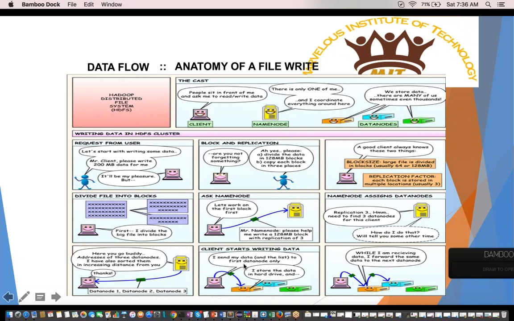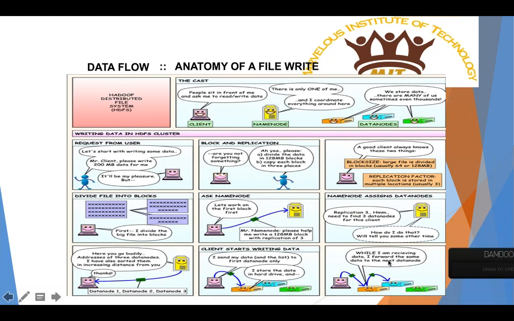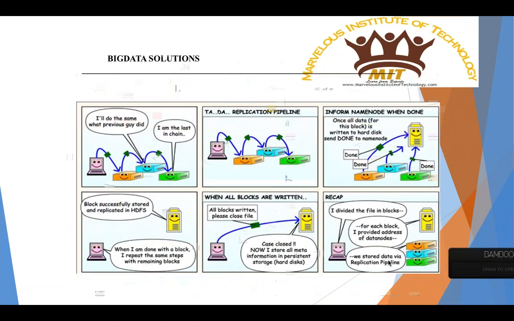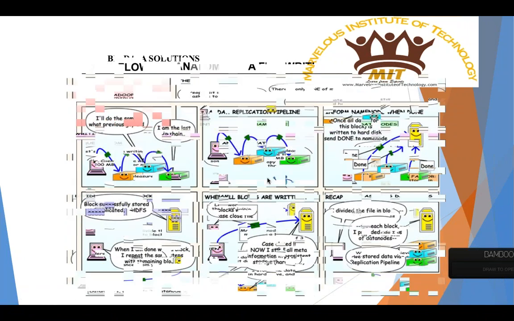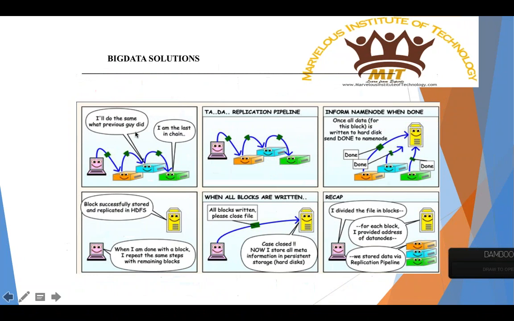I send my data to the first listed data node only. It will not send to all the data nodes at a time. It will create a pipeline to the first data node, and he will start storing the data. Once he starts storing the data, in parallel he will copy it to the other nodes. While I am receiving the data, I forward the same data to the next data node. This guy also will start the replication. So this is the way the replicated data will be stored.